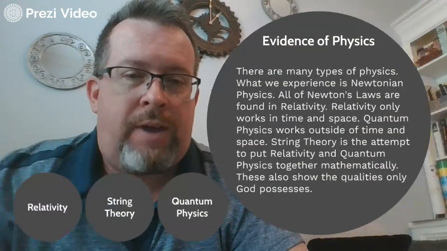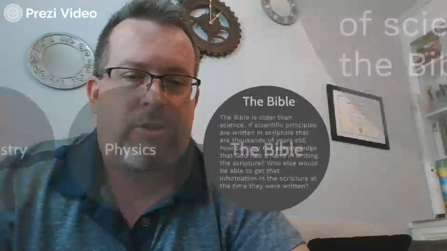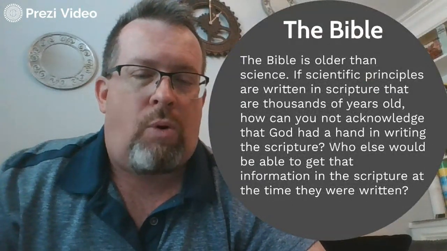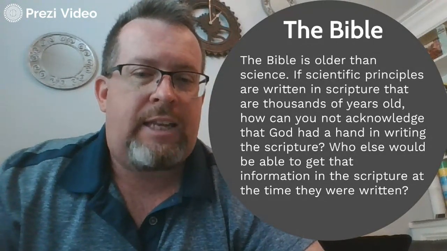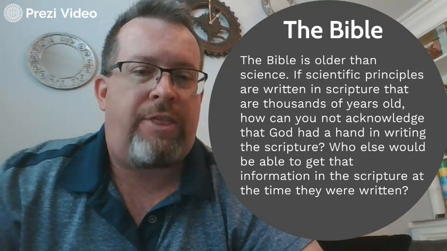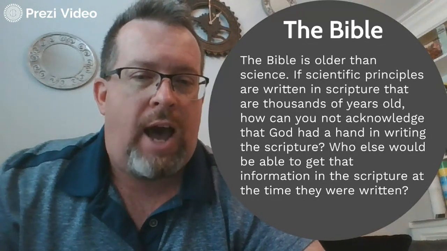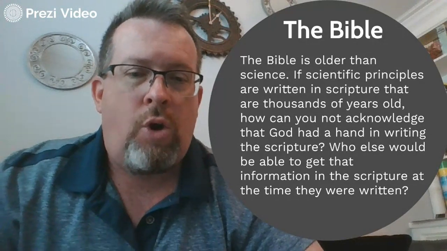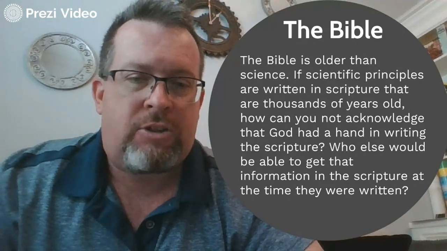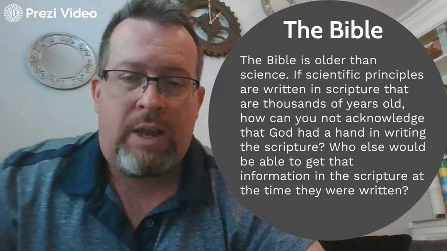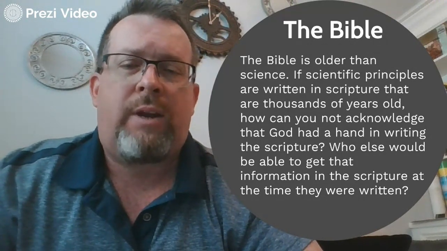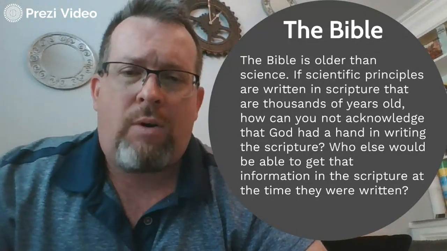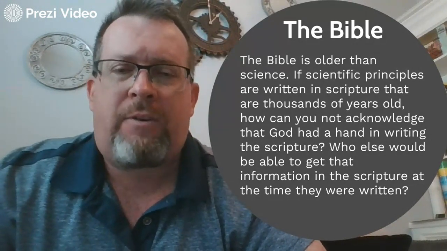So now we've got the evidence of physics in. Now let's look at scripture. Finish off with scripture. The Bible is older than science. If scientific principles are written in scripture that are thousands of years old, how can you not acknowledge that God had his hand in writing the scripture? Who else would be able to get that information in the scripture at that time when they were written? These books were written thousands of years ago. How can you get that kind of information in there?